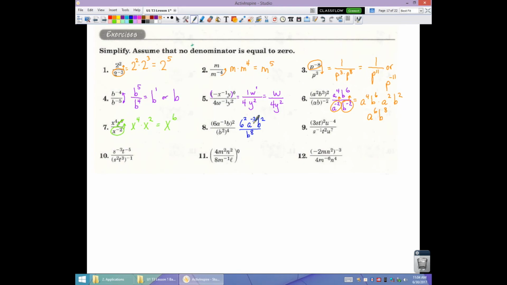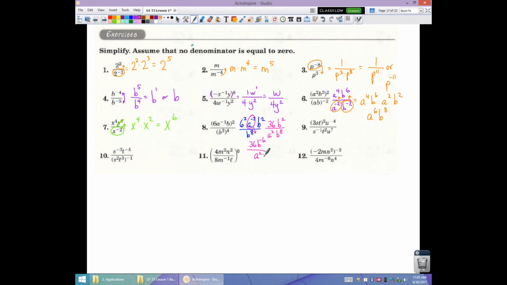That a to the negative second, to get it out of the numerator and make it positive, I need to bring it down to the denominator. So this becomes 6 squared is 36 b squared over a squared b to the 8th. Now, 2 minus 8, the exponents on the b's, is negative 6. So the next step here would say 36 b to the negative 6 over a squared.